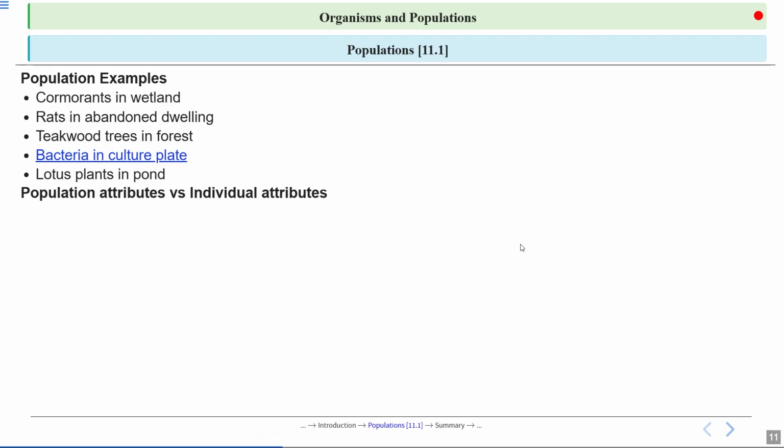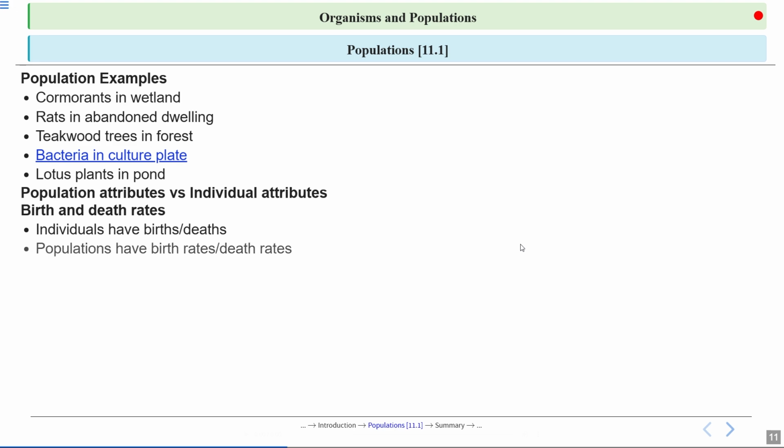Now let's talk about some of the characteristics of population and characteristics of individual. What is the difference between population attributes and individual attributes? Let's talk about this. First is the birth and the death rates. So these rates help us to understand how population grow or decline over time. Now individuals have birth and death. If we talk about individuals, they have birth or death. But if we talk about population, they have birth rate and death rate.